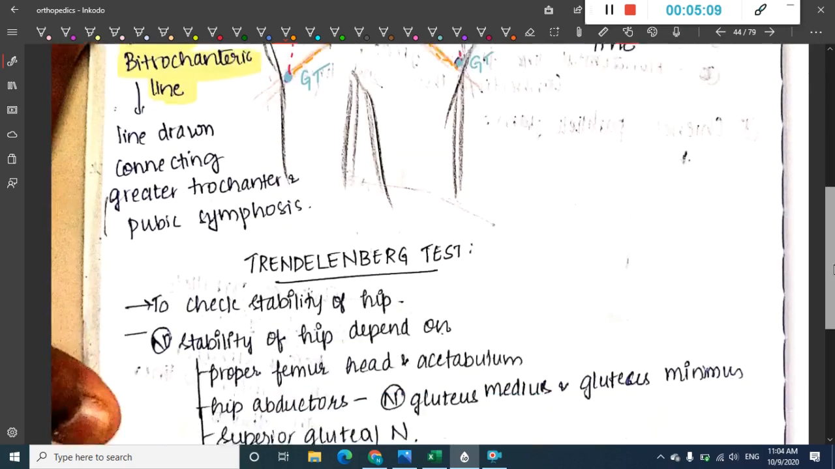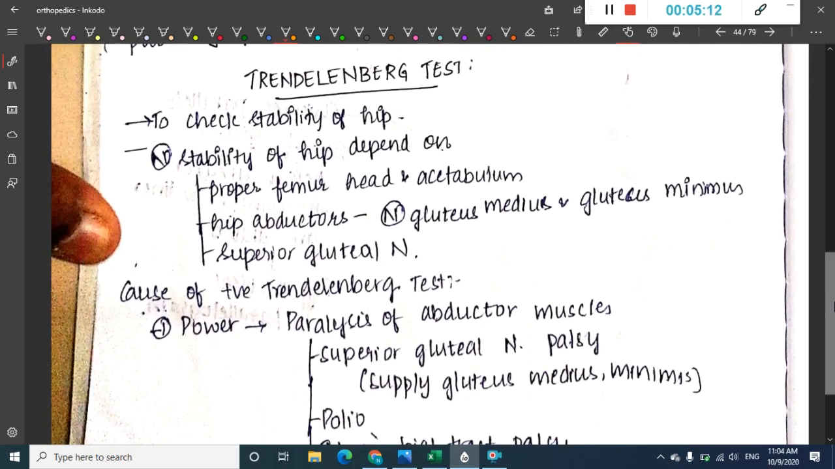Next, the test which is very important and has great clinical significance is the Trendelenburg test. Why do you do the Trendelenburg test? It is done to check the stability of the hip. The normal stability of the hip depends upon three factors. What are the factors through which the normal stability of the hip is maintained?